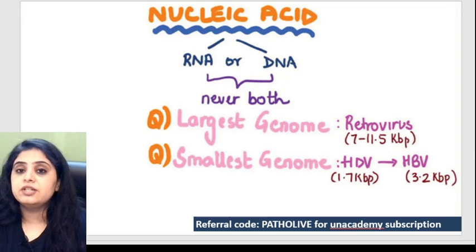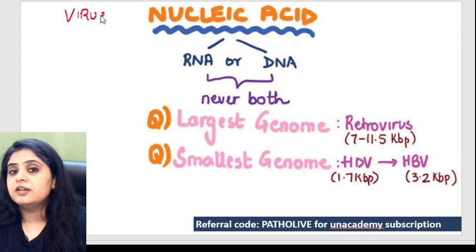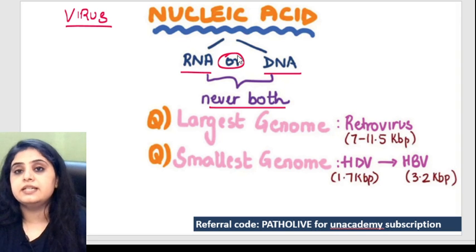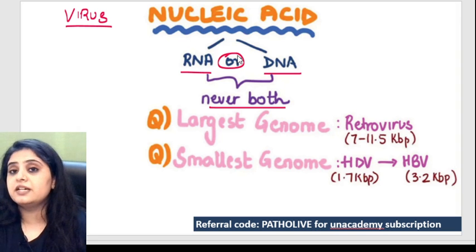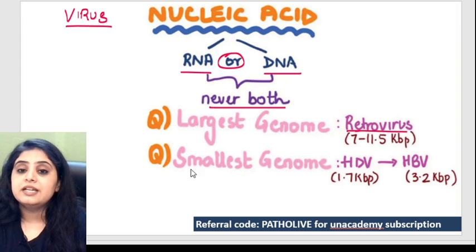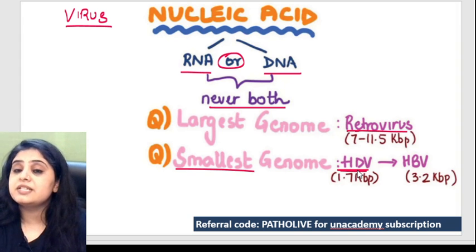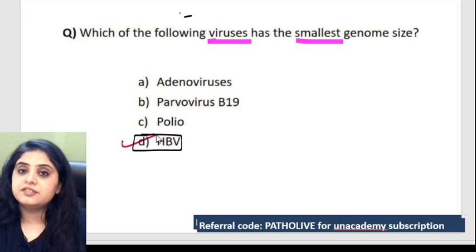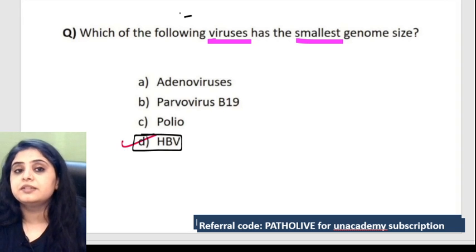If I have to go into the theory of it, all of you know that viruses can either have RNA or they can have DNA. It's never both. It's either RNA or DNA. If they ask you which has the largest genome, retrovirus has the largest genome. If they ask you the smallest, it is hepatitis D virus followed by hepatitis B. Now hepatitis D is the smallest, but hepatitis D was not given in the question. So my best answer in that scenario becomes hepatitis B.